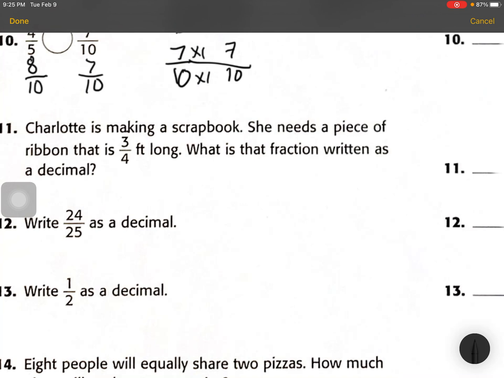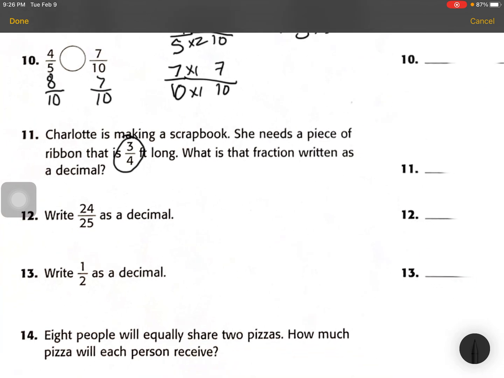Charlotte is making a scrapbook. She needs a piece of ribbon that's 3/4 of an inch long. What is the fraction written as a decimal? So on decimals, you have to convert it to a 10th, a 100th, or 1,000th. Which one of those would be easier to convert 3/4 to? I would say 100. Think of quarters. You can get 4 quarters in $1. So whatever you do to the bottom, you have to do to the top. So 3 times 25 is, very good.